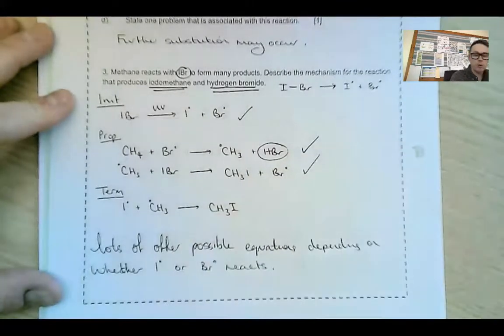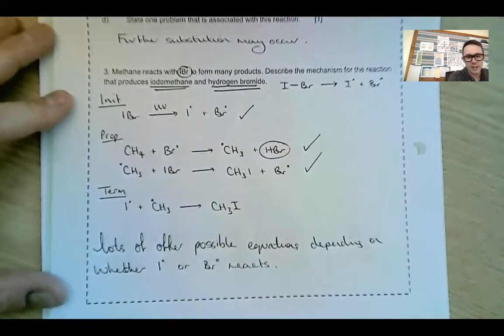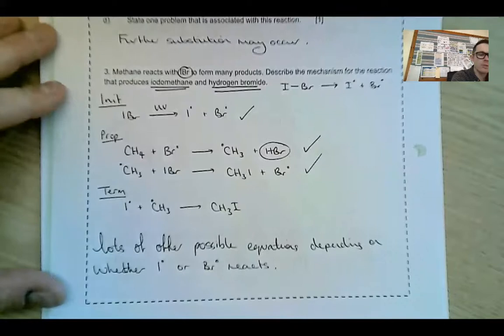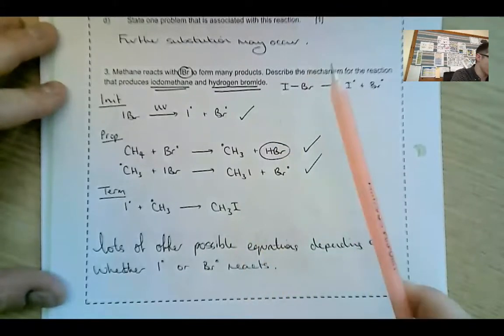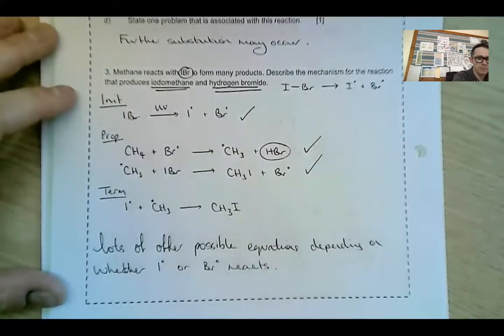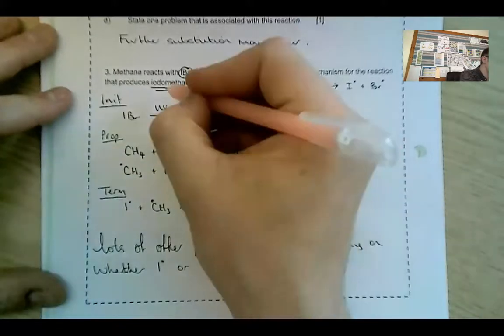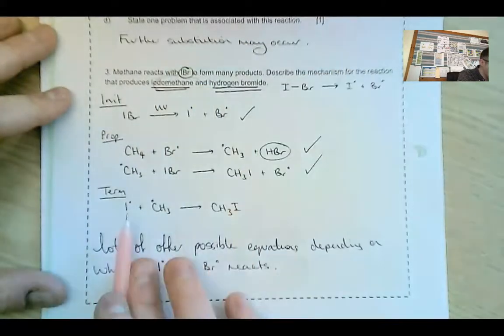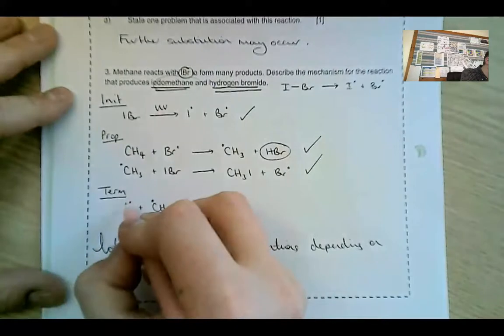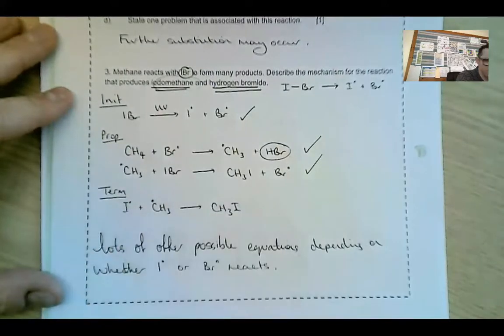So those aren't the only equations that could occur inside this reaction, but they're the ones that the question is asking for, so that's why we've incorporated them. And then similarly, because the question has asked for iodomethane, I've just indicated one termination step here, iodine pairing up with a methyl radical to form iodomethane.